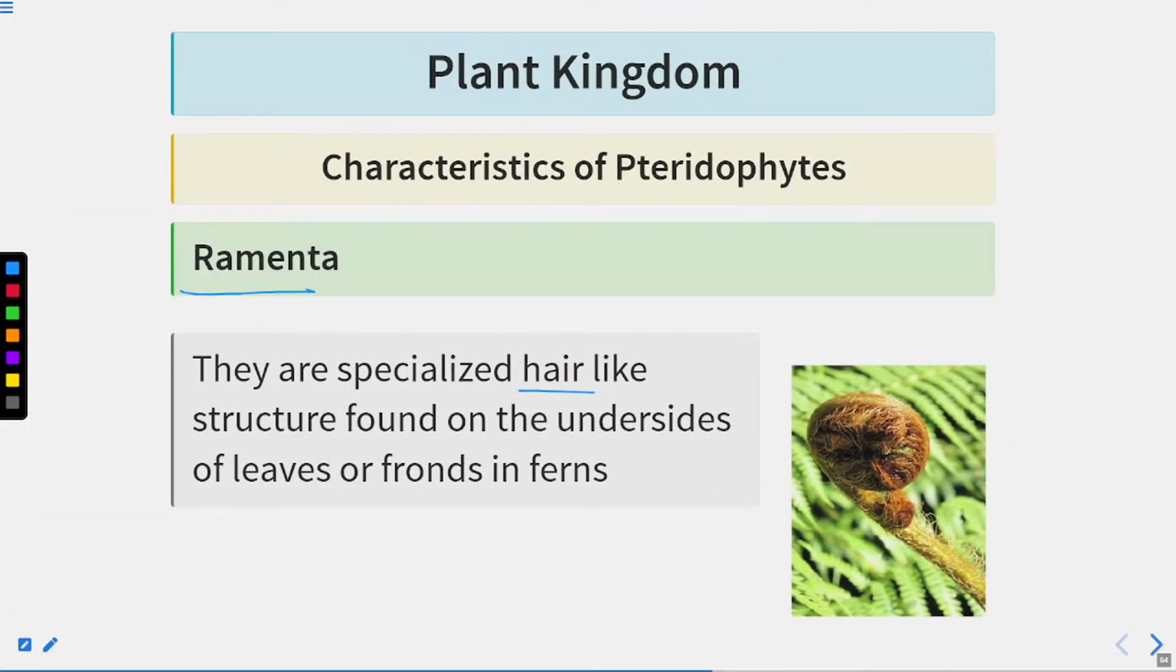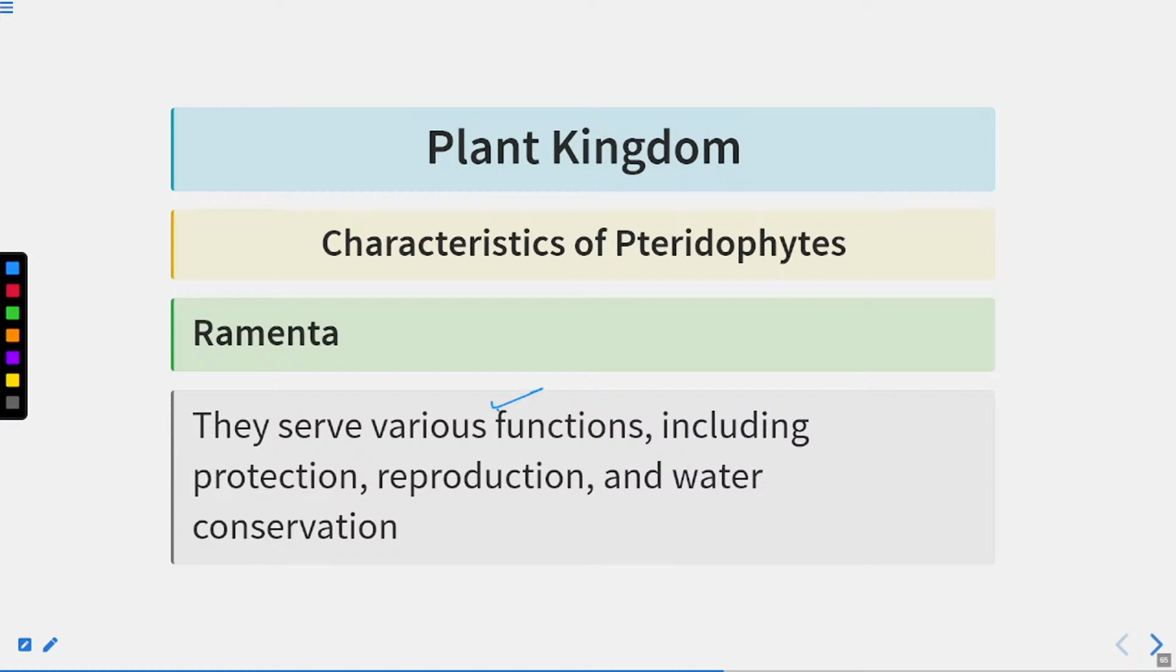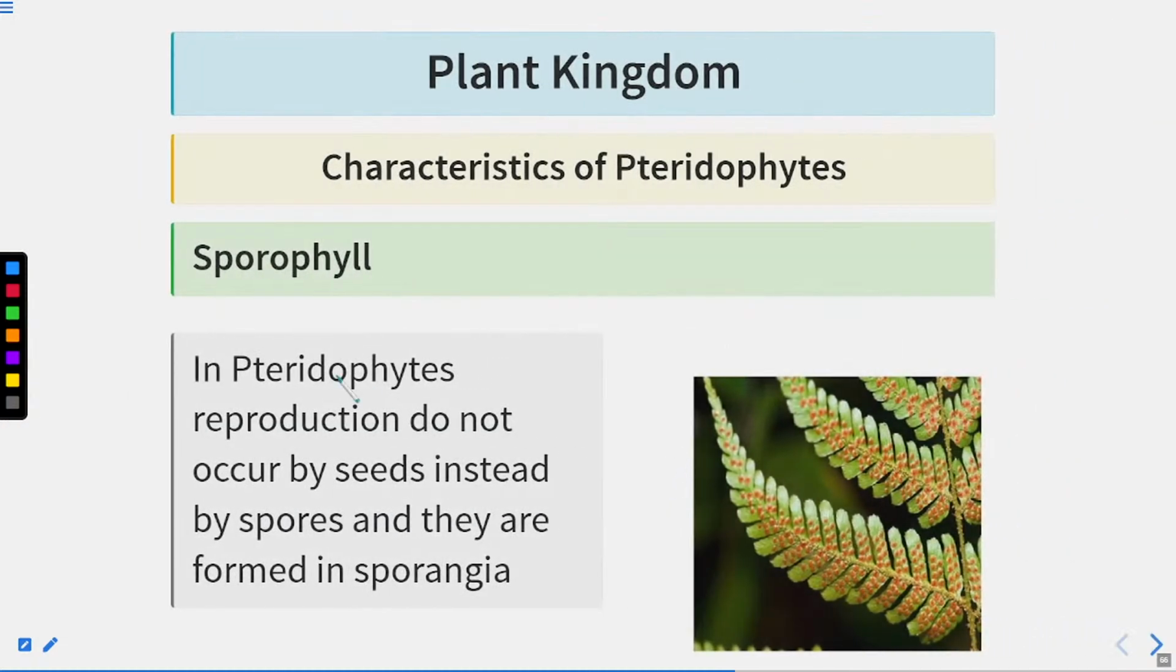Ramenta are specialized hair-like structures. Here you can see the hair-like structures that are present all over the surface. These hair-like structures are present on the fronds and the underside of the leaves also, right? They serve various functions, including protection, reproduction and water conservation. These hair-like structures do not allow the water to evaporate from the leaf surface, so they are conserving the water.